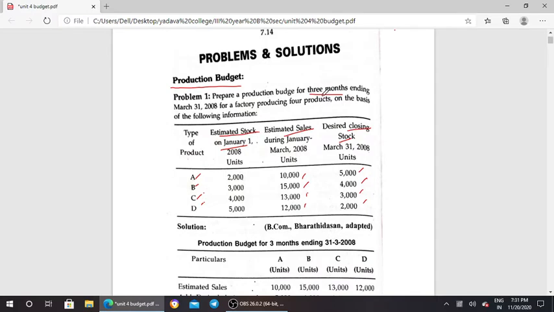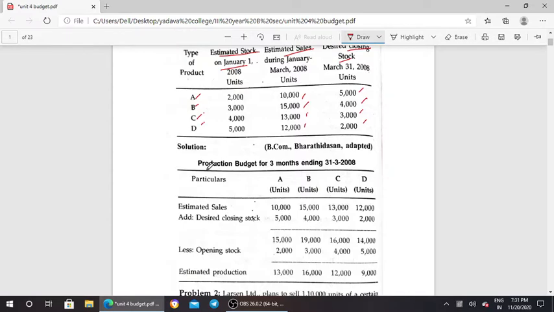So now we are going to prepare a budget for 3 months, the year ending 31/3/2008, for A, B, C and D. So this is the format. First we have to write the estimated sales. The estimated sales they have already given: 10,000, 15,000, 13,000, 12,000. Add the desired closing stock. They have given the 31st March 2008 closing stock: 5,000, 4,000, 3,000, 2,000.